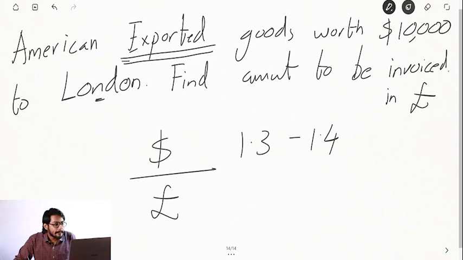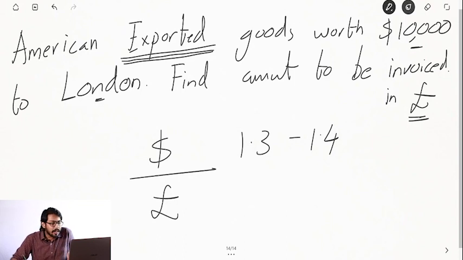You are an American exporter. You have exported goods worth $10,000 to the UK. What will happen then? Visualize. The person in the UK will send you his payment in pounds. What will you do with that pound?